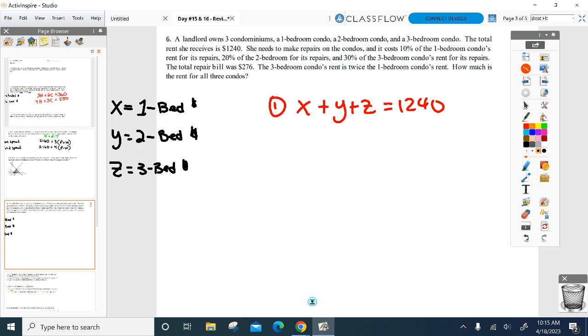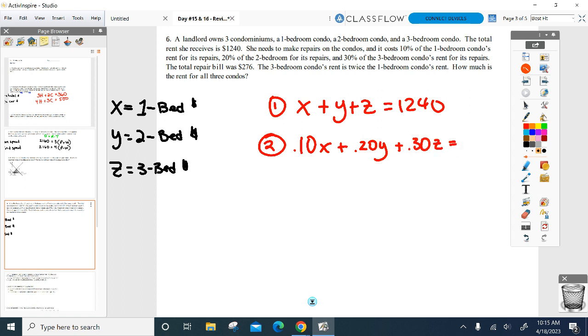All right, here comes the percents, repairs. You're going to make repairs to the condo and you guys see the percents, but I don't plug it in as a percent. I plug it in as a decimal, right? So 10% for the 1-bedroom, 0.10x, right? Plus 20% of the rent for the 2-bedroom, 0.20y. 30% for the 3-bedroom, 0.30z.